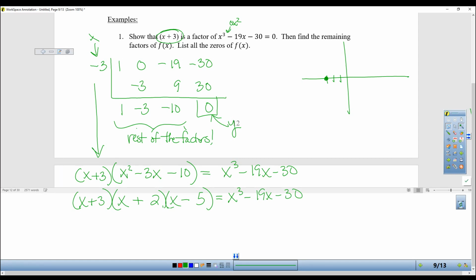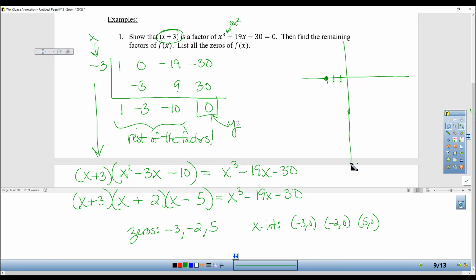And I can list all the zeros. The zeros are -3, -2, and +5. If they had asked for x-intercepts, then I would have said -3, 0, -2, 0, and 5, 0. Why is this so important? Because now I can literally make a graph of x cubed minus 19x minus 30.